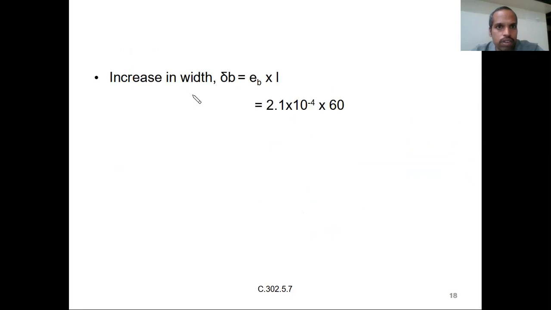Similarly, increase in width. Obviously when length decreases, the other two dimensions increase. Either it may be width or it may be thickness. So increase in width is delta B. Delta B is nothing but lateral strain into lateral dimension, which is B, not L. So delta B is equal to EB into B. What is EB? This is nothing but the lateral strain, 2.1 into 10 to the power of minus 4, already calculated in the previous one, into B, which is 60. It will be plus because it is for compression.